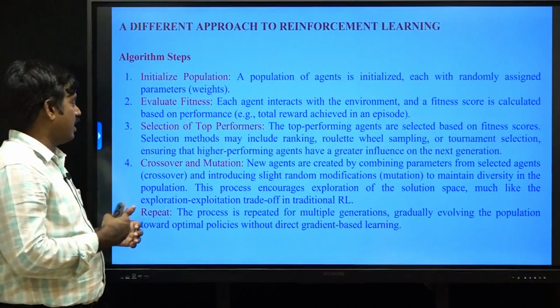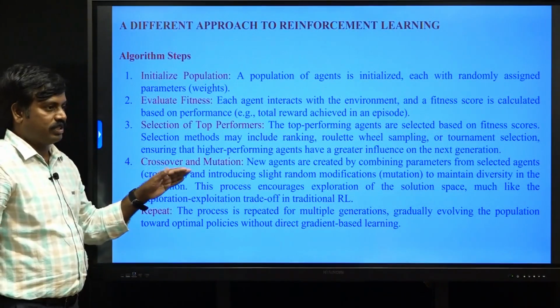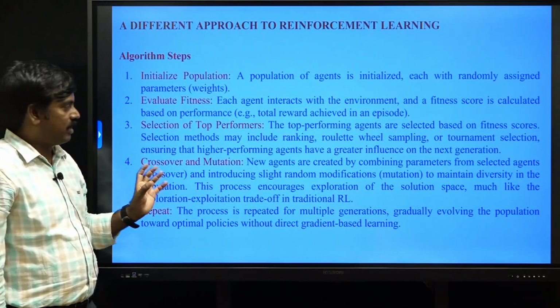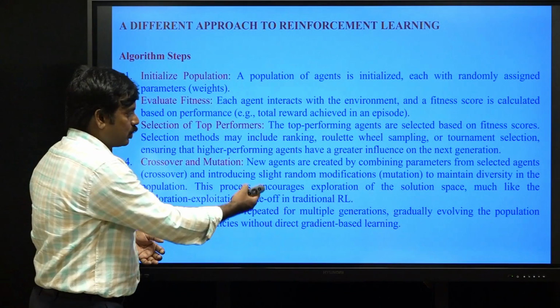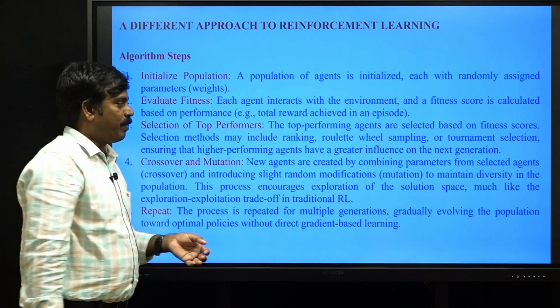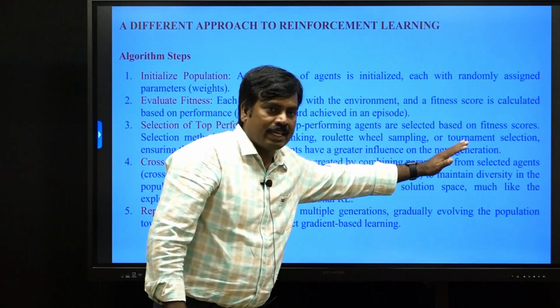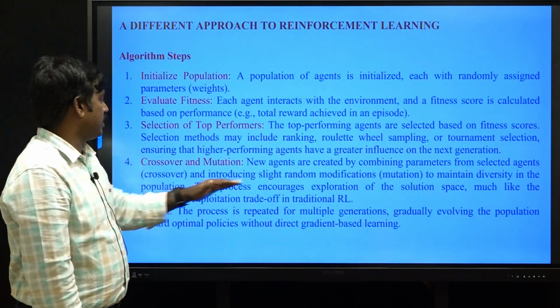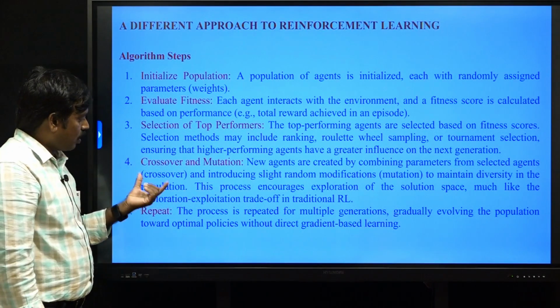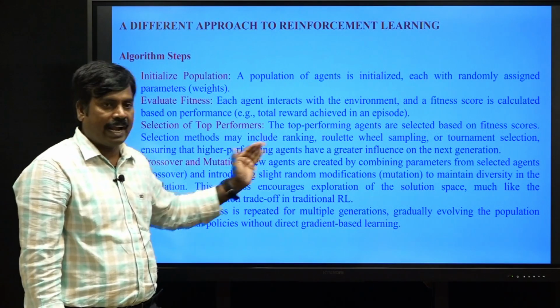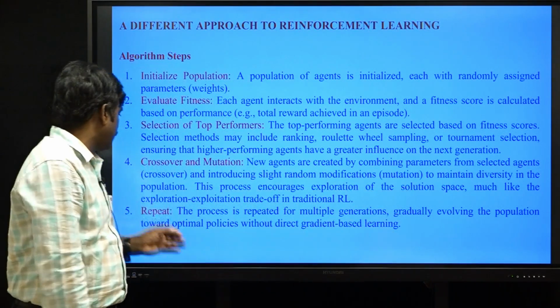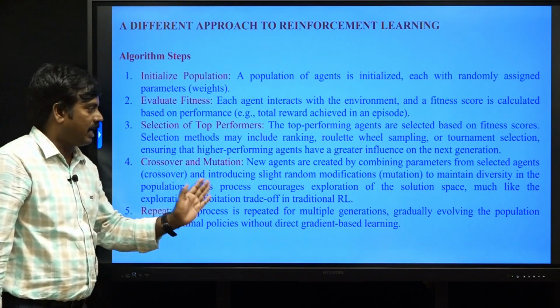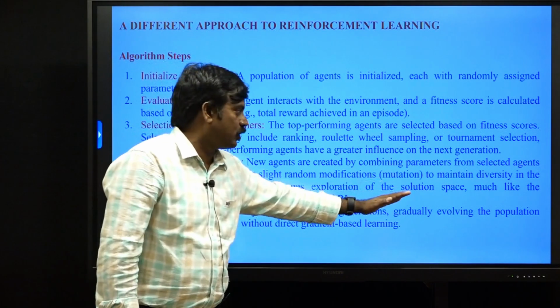Then we apply crossover or mutation. We apply genetic methods to combine the best agents and get better agents. New agents are created by combining parameters from the selected, best performing agents. They are created either by crossover or by introducing slight random modification, that is a mutation, to maintain diversity in the population. This process encourages exploration of the solution space.